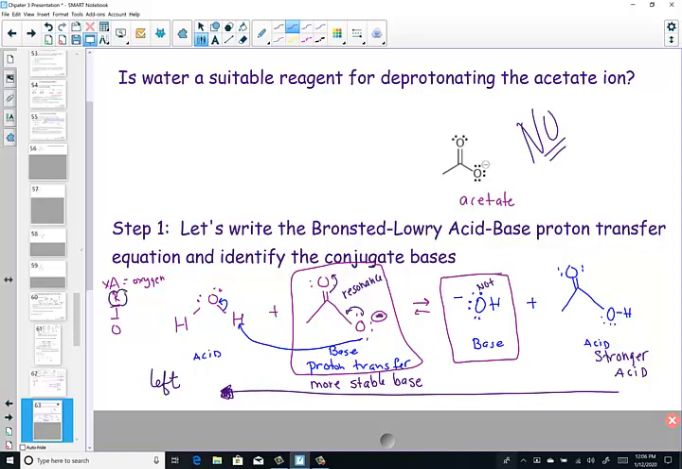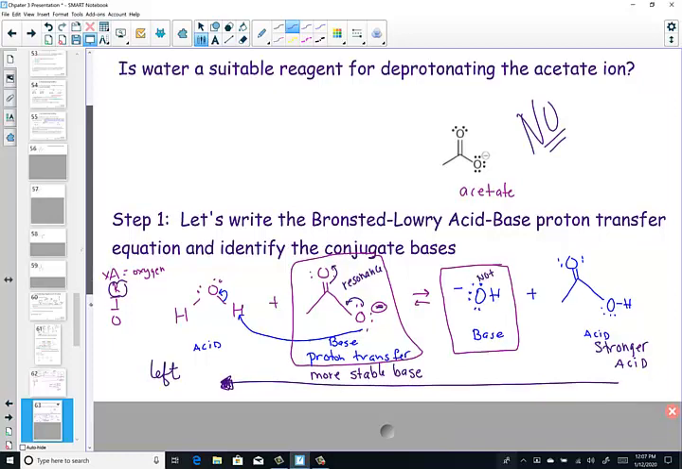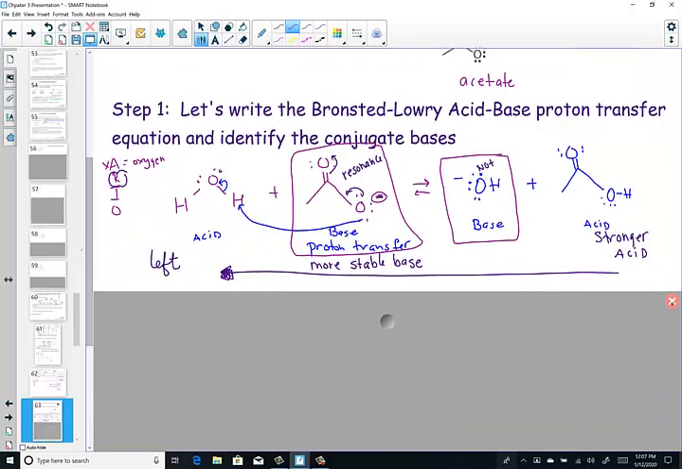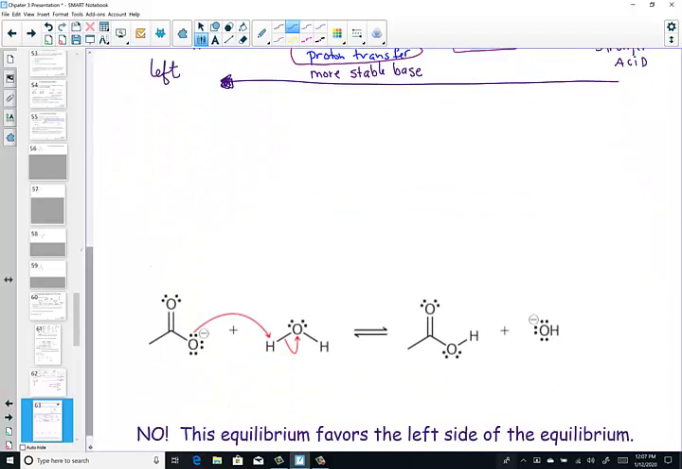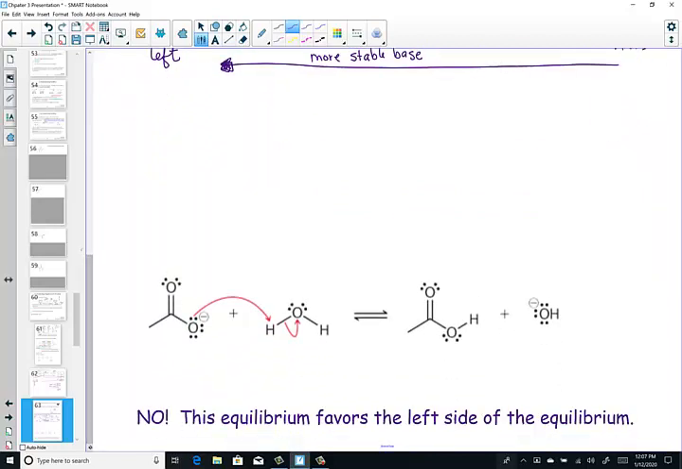So the resonance structure of the acetate ion showed that it was the more stable configuration. And when we realized that, the left side of the arrow is favored, and golly no, we don't have any of that forward direction. So the equilibrium favors the left side. If we wanted to deprotonate the water, that is not the correct selection of reagent.